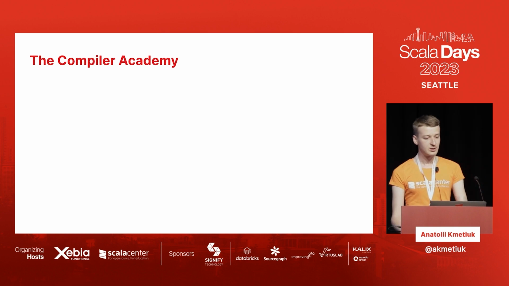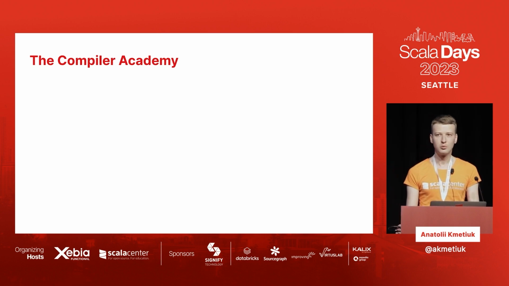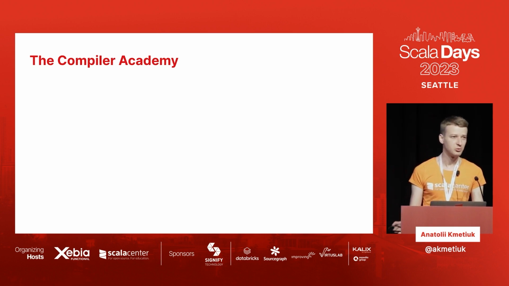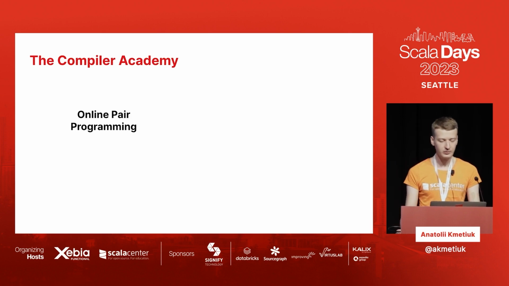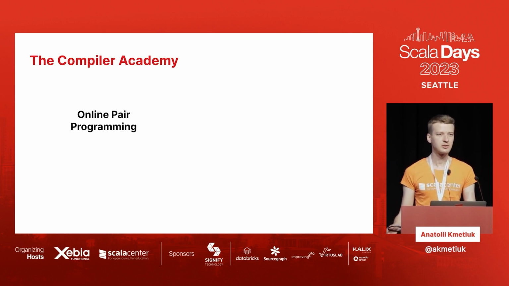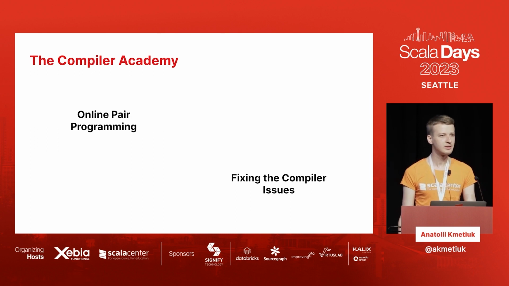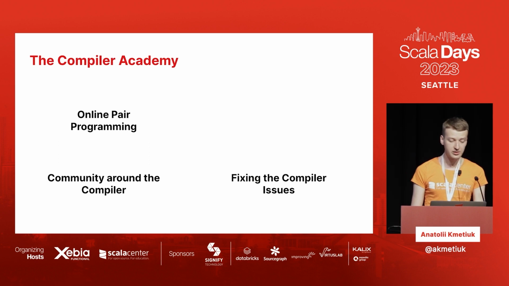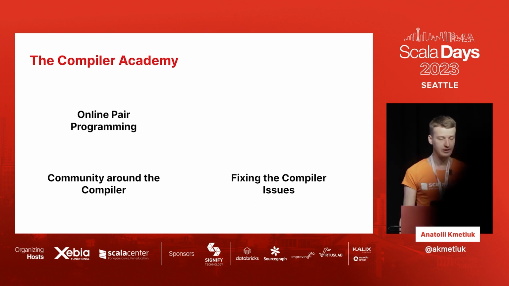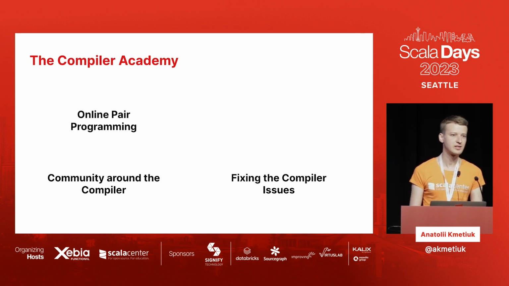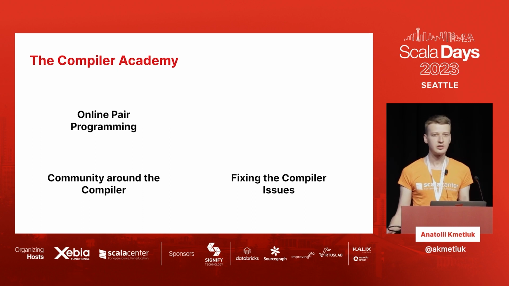So let's start with the basics: what is the Compiler Academy? What is this concept? It is pair programming. The format happens online in Zoom breakout rooms. It is oriented on fixing compiler issues. The objective is to build the community around the compiler.